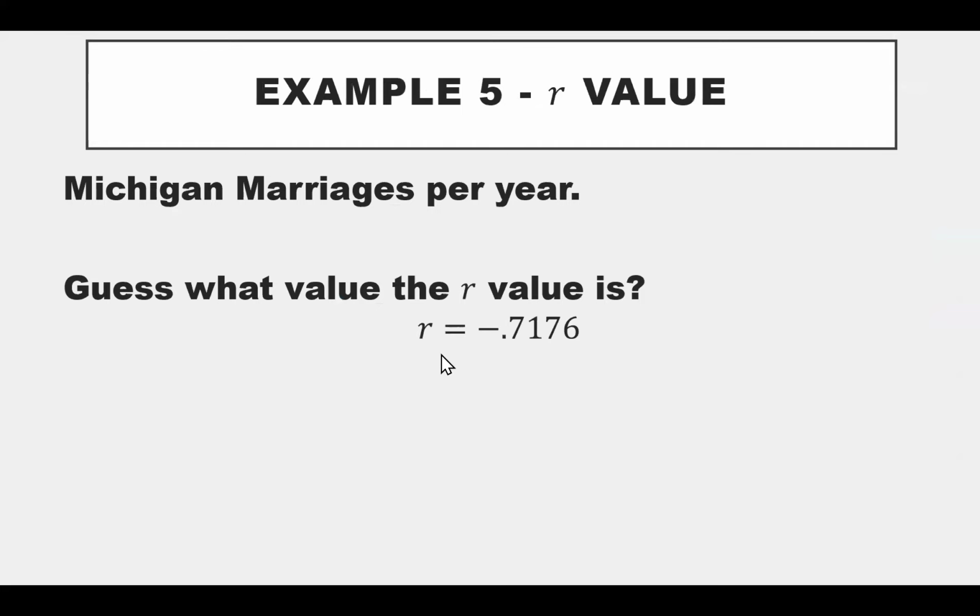It turns out the R value in this case is a negative 0.7176. Again, not a perfect fit. It's close to being a good fit for our class, but it actually falls under that threshold of being a good linear regression model. So the line would not fit the data well because this R value is under 0.75 in absolute value.